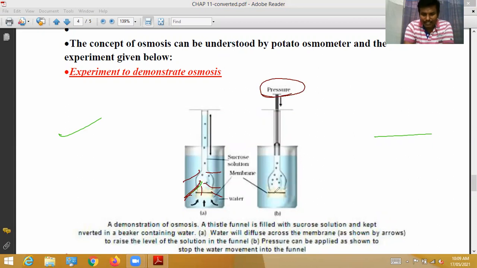See another experiment. Generally water goes from here to the thistle funnel. That's why the sucrose solution rises. But here we can stop the movement of water from the beaker to the thistle funnel by applying pressure. If you apply pressure from the upside with some instruments, then the water molecules do not enter the sucrose solution through the semi-permeable membrane.